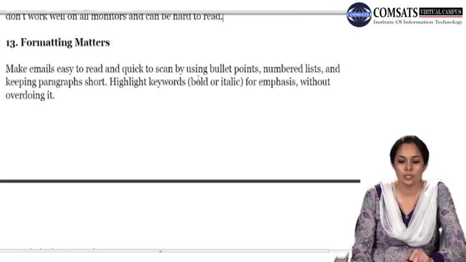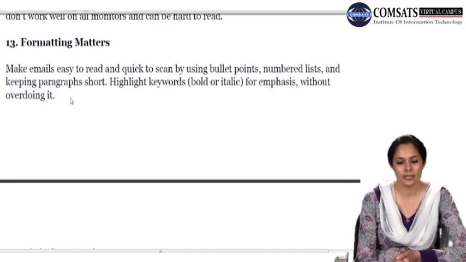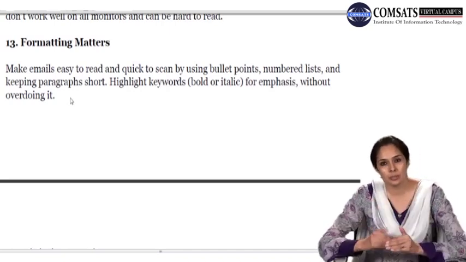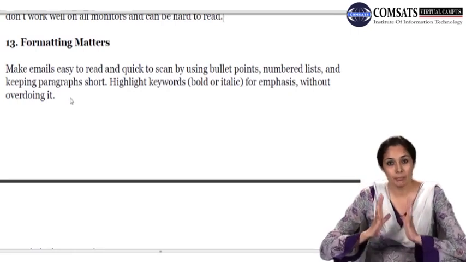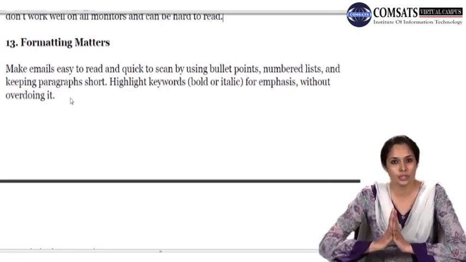Number 13, formatting matters. Make emails easy to read and quick to scan by using bullet points, numbered lists, and keeping paragraphs short. Highlight keywords, bold or italic, for example, emphasis without overdoing it. Now, formatting also matters. You have to give spaces between your paragraphs. Your paragraphs are supposed to be compressed. They are supposed to be very, very short.